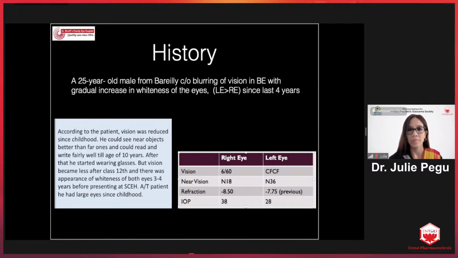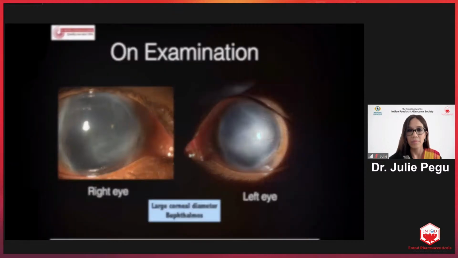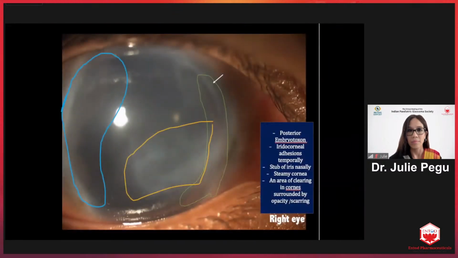On examination, the vision in the right eye was 6/60 and counting fingers close to face in the left eye, with a high myopic refractive correction. Intraocular pressure was 38 millimeters of mercury in the right eye and 28 millimeters of mercury in the left eye. On examination, both eyes had large corneal diameters.